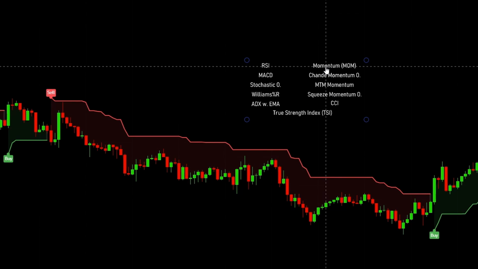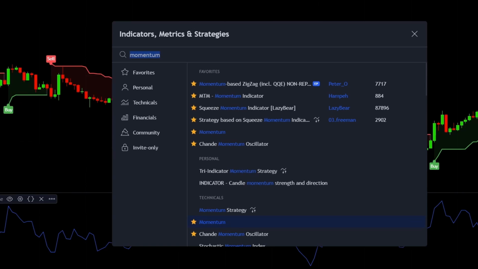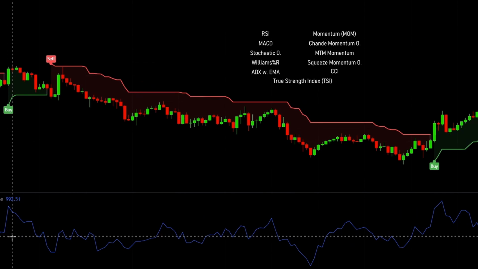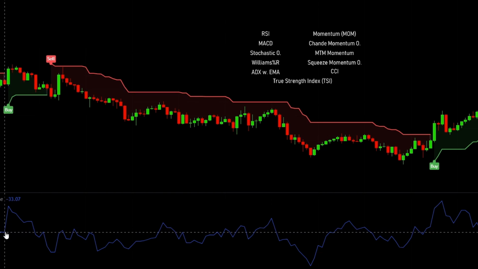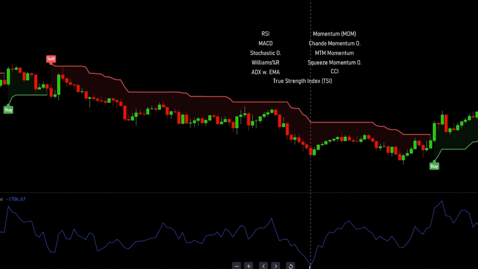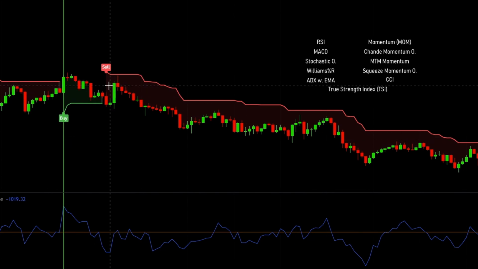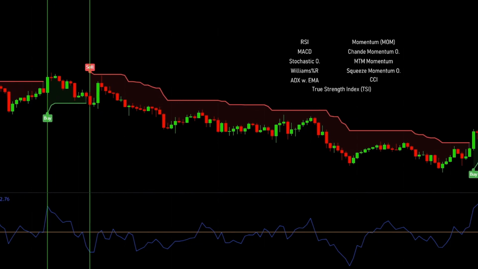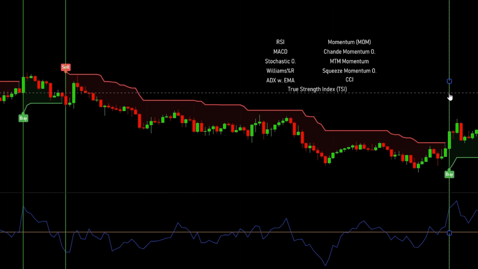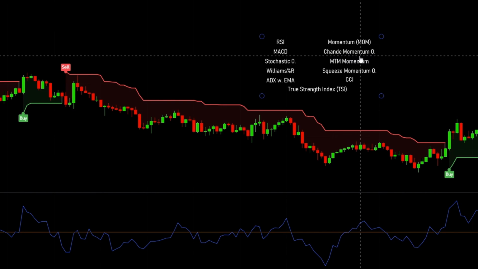Next up we have the momentum indicator. This one. It's another simple one-line indicator. Long entries are only allowed if the momentum line is above the zero level, and short entries are only allowed if the line is below the zero level. So this would have been a very long entry, this would have been a very short entry, and here's another very long entry.